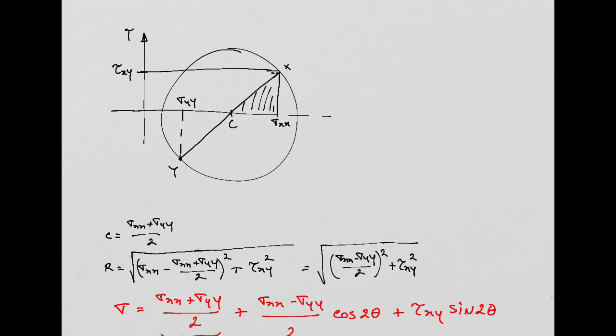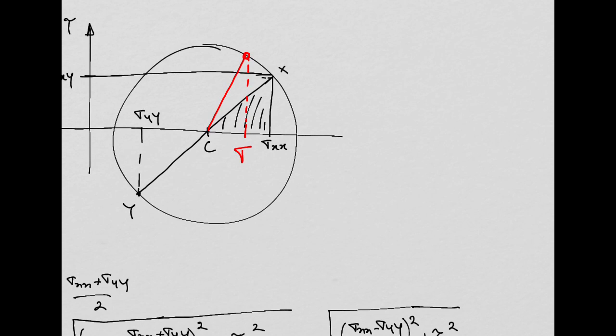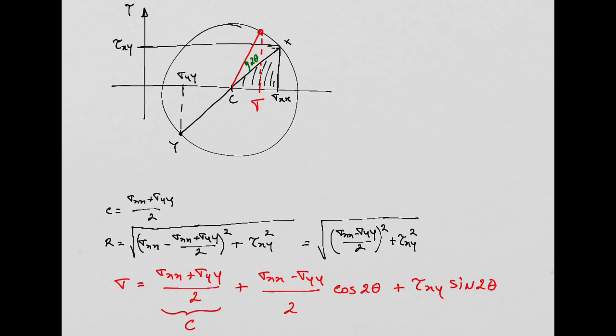So this comes from this geometry. If I am looking for this sigma here, my angle theta is this one here. This is going to be my 2 theta. So you can see that this term here is basically this length. So sigma xx minus sigma yy is all of this. If I divide by 2, I have only this half, right? So it's one part of this right triangle.